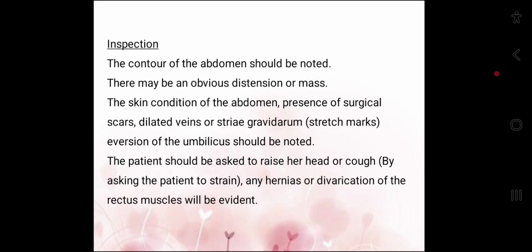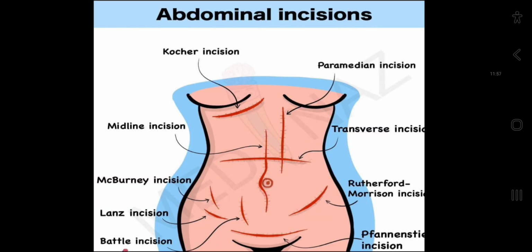Ask the patient to strain by raising her head or by coughing to examine for hernia orifices. On abdominal inspection, for a surgical scar, describe its anatomical location, its shape and length, and color, which indicates maturity, and associated symptoms, for example itching or burning pain.